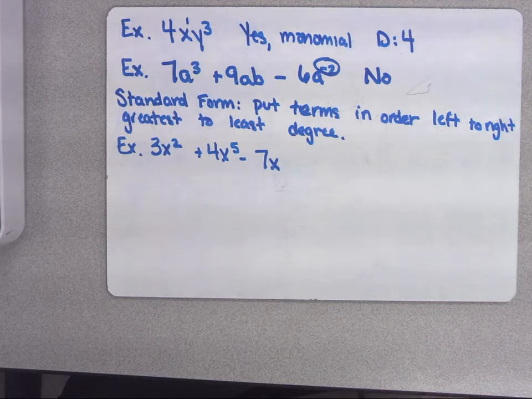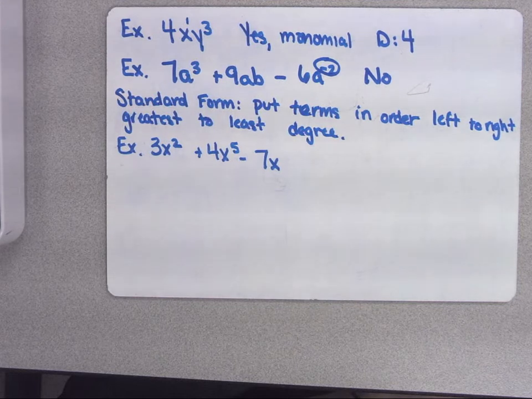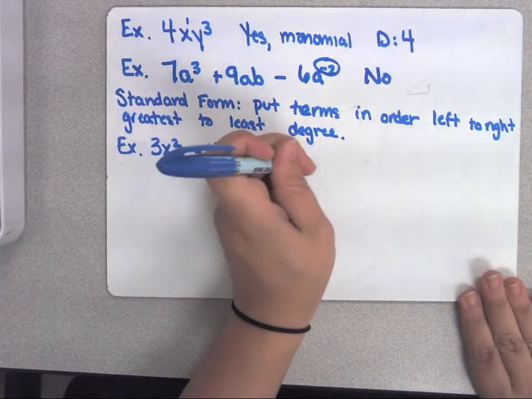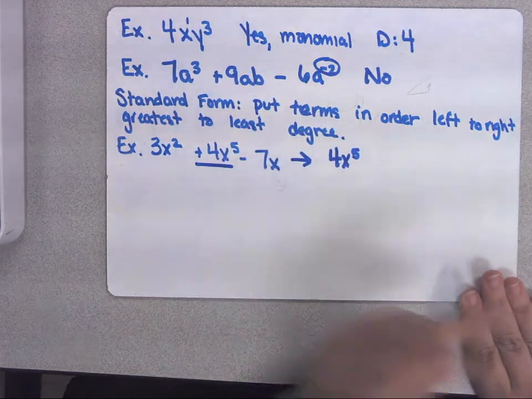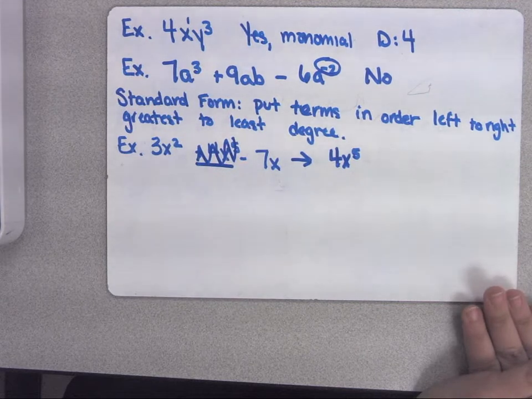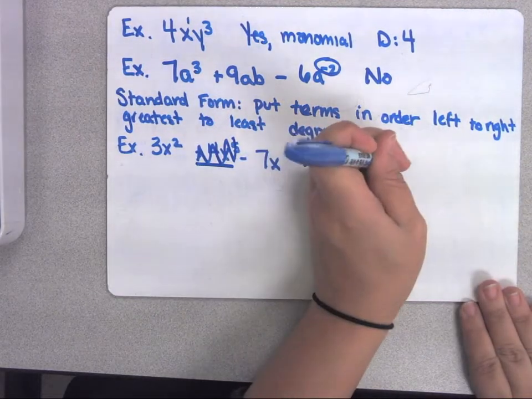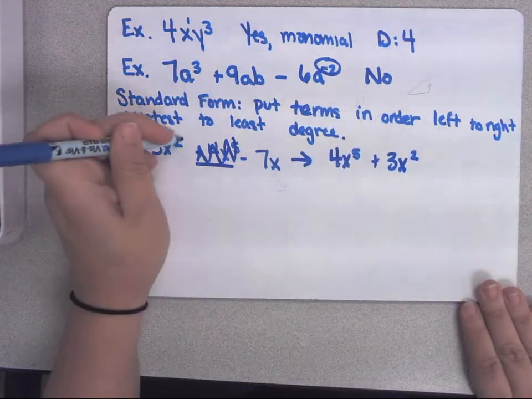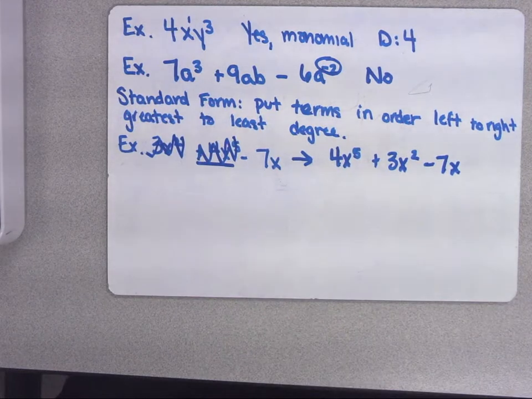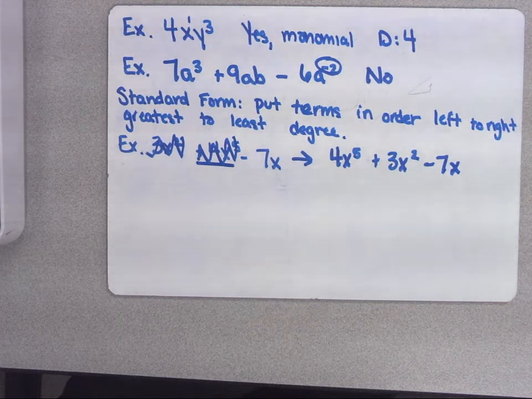So you should be able to use your eyeballs really quickly and tell me what's the biggest exponent you see. The 4x to the fifth. So everything that's connected to that exponent goes first. So 4x to the fifth. Now that I used that, what's the next biggest exponent? What should I put in front of it? A plus sign. Then what's less? Minus 7x. That is standard form, greatest to least exponents. From here on in eternity, you always put things in that order.